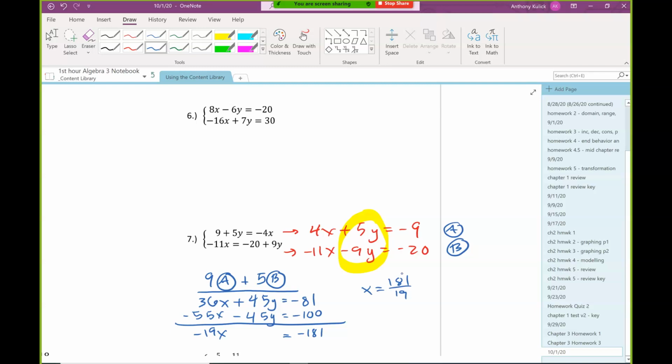So to solve this now, I'm going to plug this value for x back in somewhere. I'm going to choose to plug it back in here because the numbers involved in this, the coefficients are a little bit smaller. So it just makes the arithmetic a little bit easier. It doesn't really matter where I plug that back in, though. Any location is going to be okay. So when I do that, I get 9 plus 5y equals negative 4 times 181 over 19.